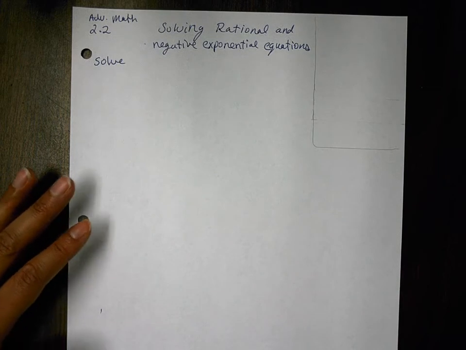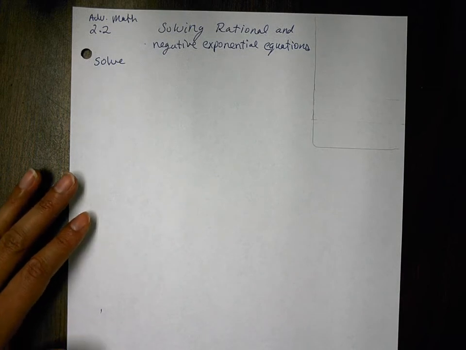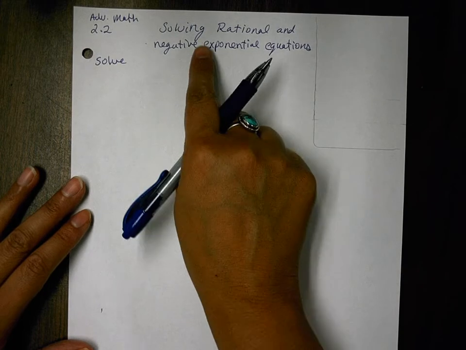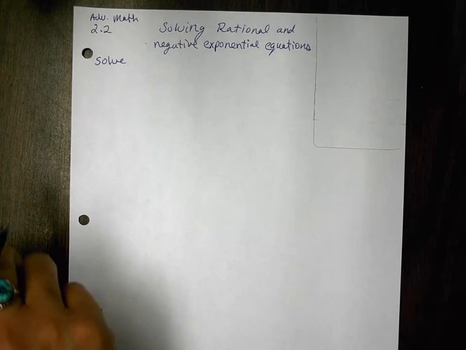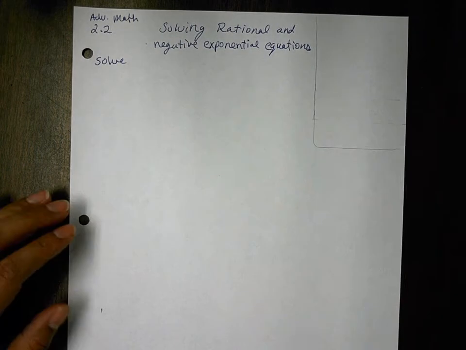This is Advanced Math 2.2 notes. That's Advanced Math, Unit 2, Lesson 2. The title is Solving Rational and Negative Exponential Equations.